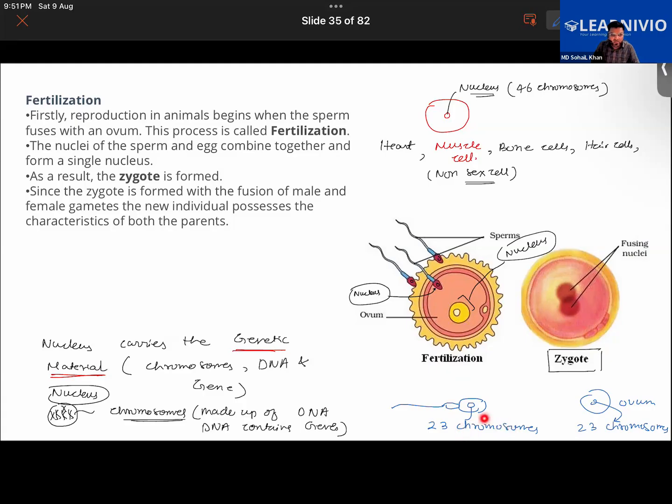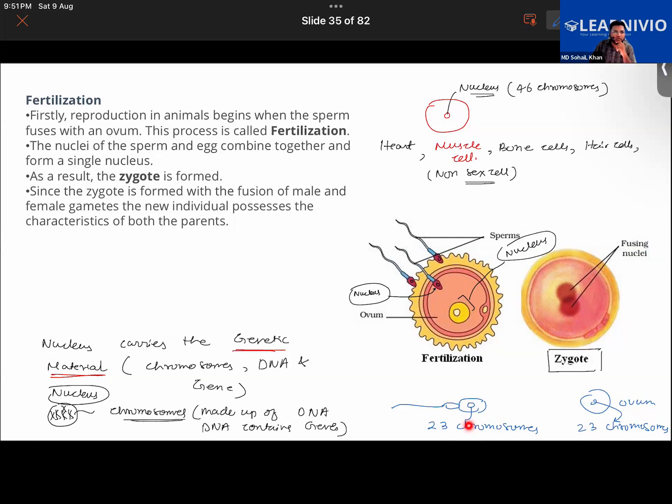The chromosomes basically are genetic material, right? They are genetic material. So in them, different information is encoded. Information about the parents will be encoded in them. It could be about various things.